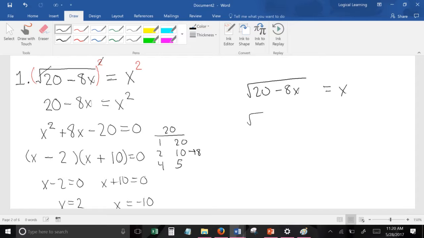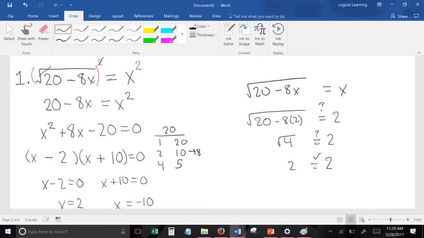So we're going to put 2 in for all of our x's. So we have the square root of 20 minus 8 times 2, and that equals 2. And we're going to see if that's correct. 8 times 2 is 16, and 20 minus 16 is 4. So the square root of 4, does that equal 2? Well, yes, the square root of 4 is 2, and that equals 2.